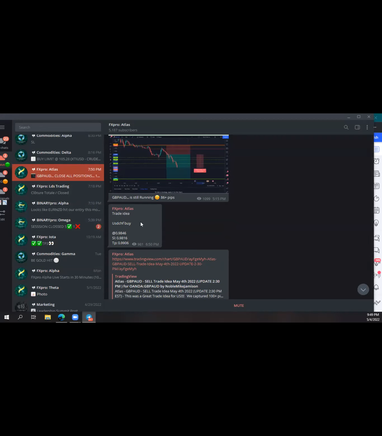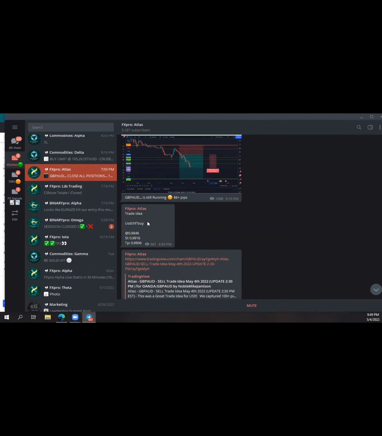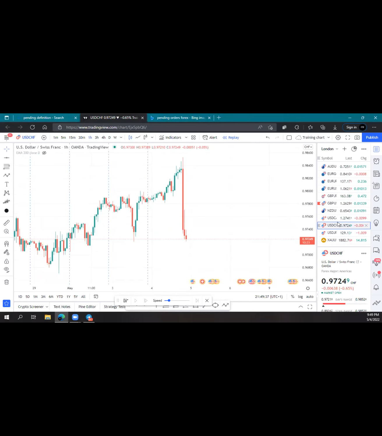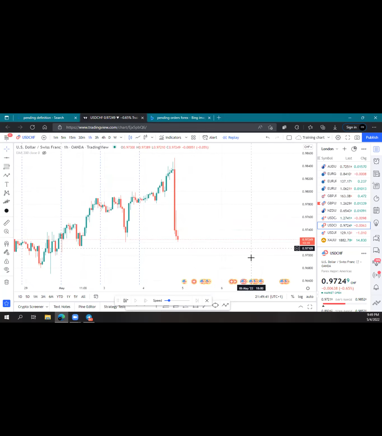So yeah, proper risk management. Remember, use your small lot size. If you hit stop loss, you're not losing more than what you can afford to lose. So USD CHF was called at 6:50 p.m. Let me just show you guys, because I know I told a couple of people to take the trade and people were actually making a lot of mistakes.